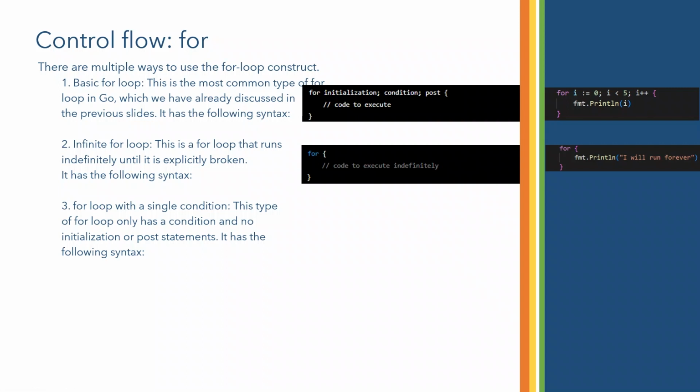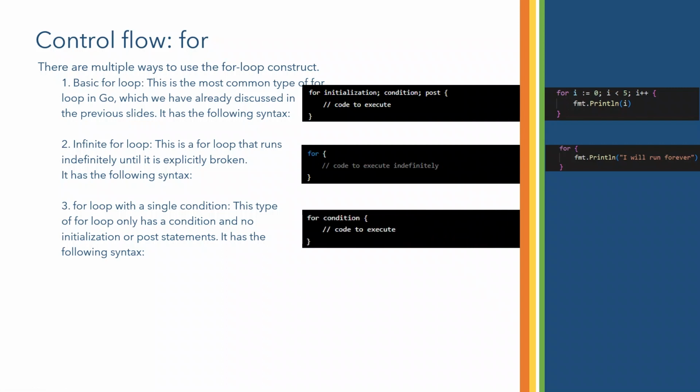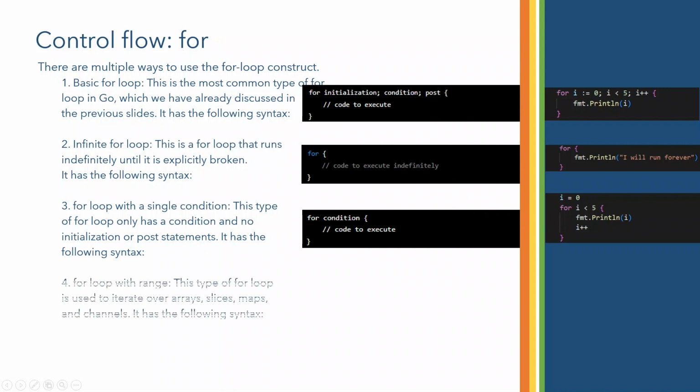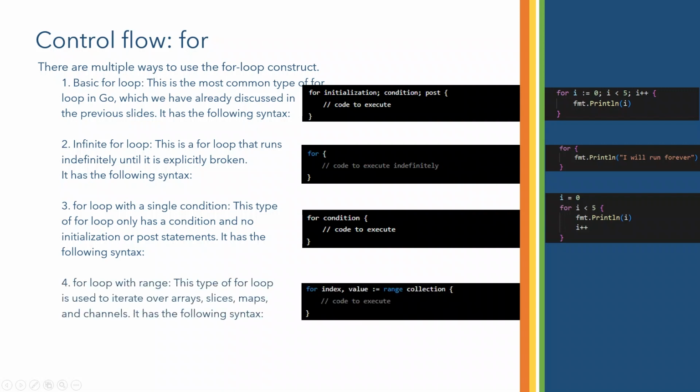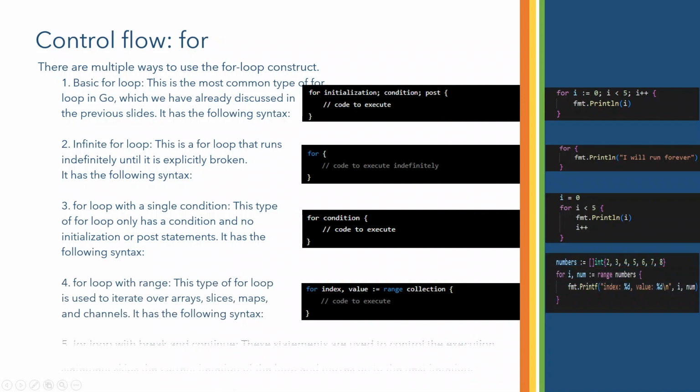And the third variation is a single condition. This type of for loop only has a condition and no initialization or post statements, and it looks like that. For condition, write the code. Example, i equal to 0, i less than 5, write some statements inside the loop. And fourth is range. This also we already discussed in the previous slide.